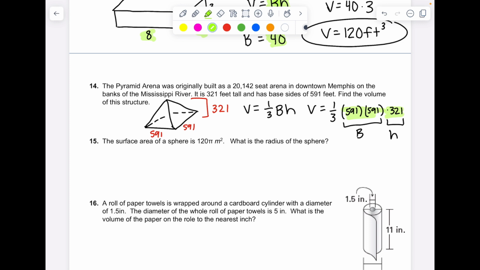And you're going to get a ridiculously large number. It should end up being 37,373,067 feet cubed. It's okay to get a number that big. We're talking about a pyramid, so the volume of it should be very large.